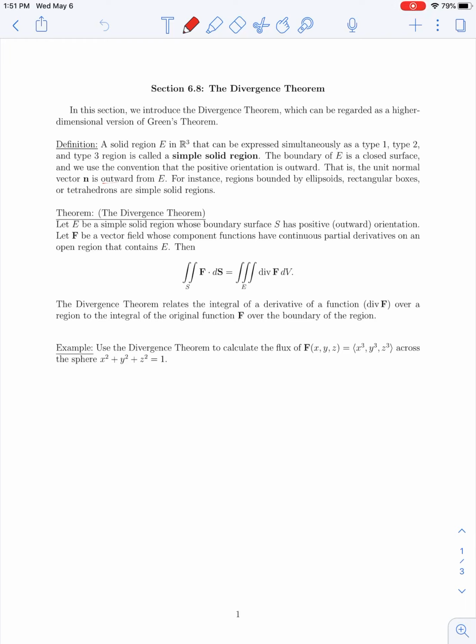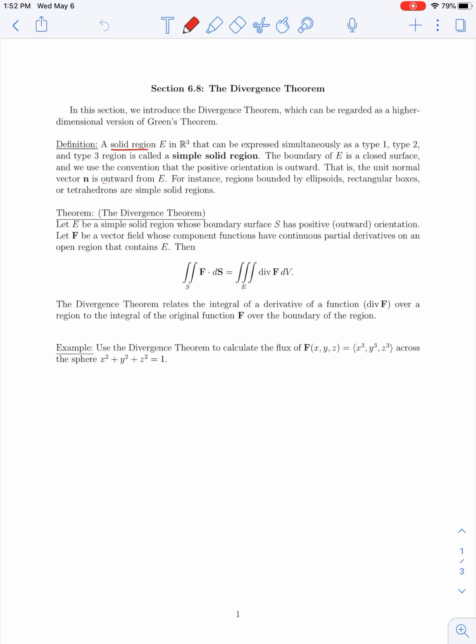In a similar way, the divergence theorem is going to give us a relationship between a surface integral of a vector field over some surface, or a flux integral, and a triple integral over the solid region enclosed by that closed surface in space. Now, before we can state the divergence theorem, we need to introduce a little bit of terminology. So let us start with the definition.